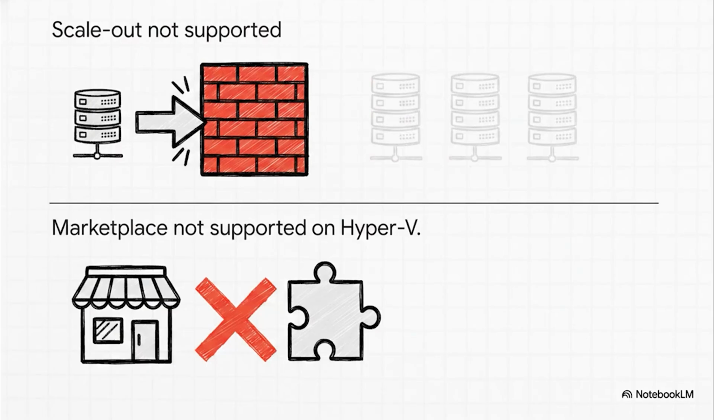A couple more edge cases to file away. First, remember how we just talked about scaling out to 3 VMs for high availability? Well, you literally cannot do that with an XSmall deployment. XSmall does not support the scale-out feature at all. It is forever trapped as a single node instance. Second, while we already established that the marketplace isn't supported on XSmall, you also need to know that it's completely unsupported if your underlying Nutanix cluster is running the Hyper-V hypervisor. To use Marketplace, you have to be running either Nutanix HV or VMware ESXi.